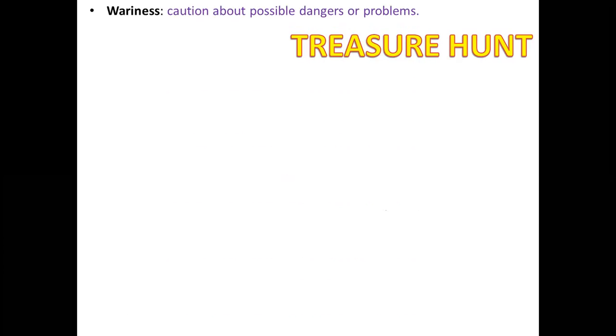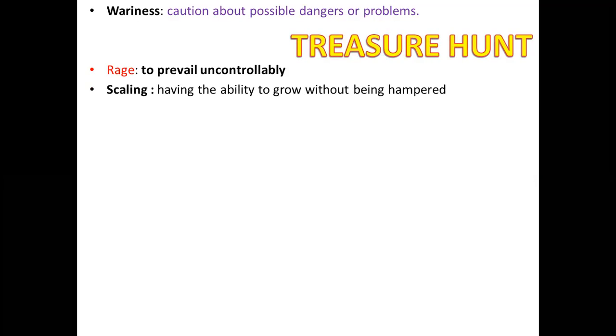Wariness. Wariness means caution about possible danger or a problem. Rage, it's to prevail uncontrollably. It is present in a particular situation or condition in a large quantity. You cannot control it. That's what a rage is. Example, rage, violence. Scaling. Scaling means having the ability to grow without being hampered. So it's growing continuously, without stops. That's what you say scaling.